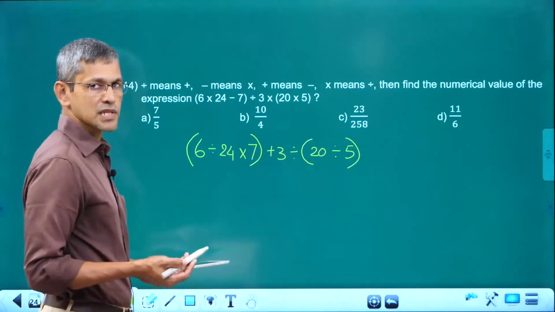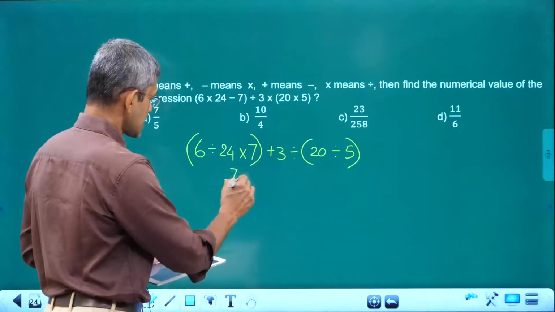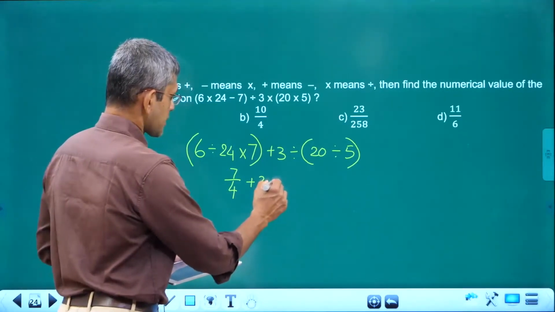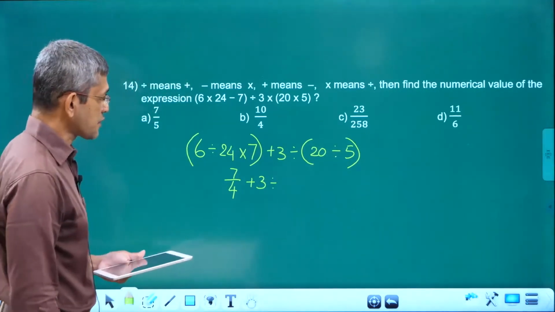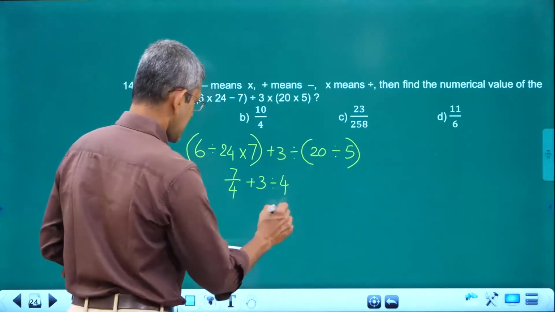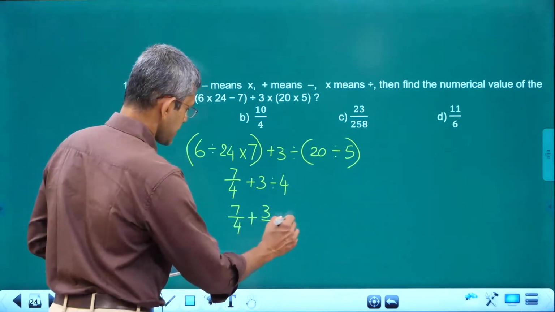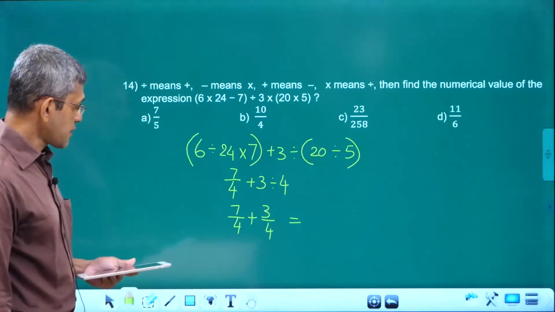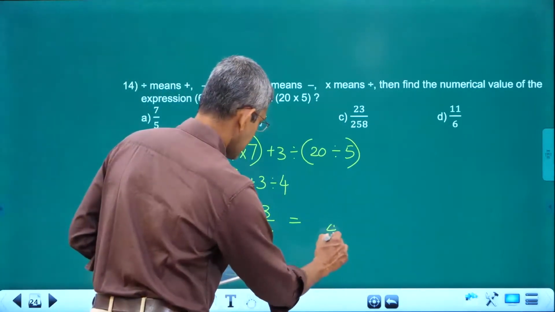6 by 24. 6 by 24 is what? 1 by 4. So 1 by 4 into 7. So what you get is 7 by 4. 7 by 4 plus 3 divided by 20 by 5. It's 4. So 3 by 4. So 7 by 4 plus 3 by 4. Pretty simple that way. LCM is same, right? Okay, fine. So we'll take 4 as the LCM. Actually, we don't need to take the LCM here. It's already there, 4.